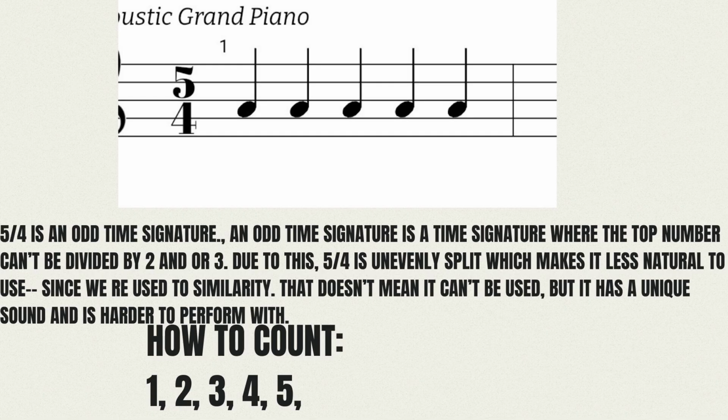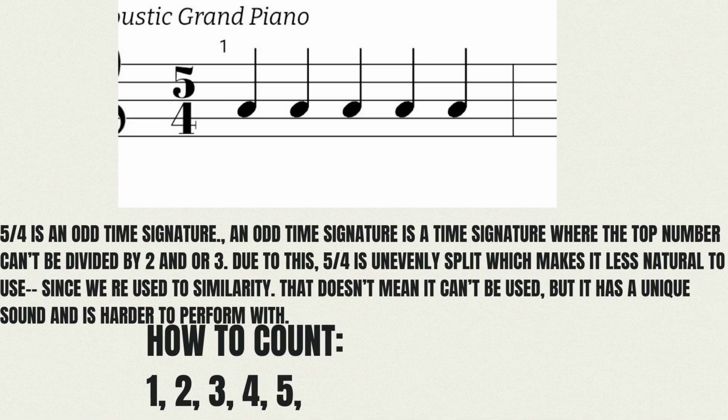So the next one is 5/4. You count it as 1 2 3 4 5, 1 2 3 4 5. You could also count it as 1 2 1 2 3, or 1 2 3 1 2. And now you're probably asking, why did I count it that way? Well, let me explain this concept.